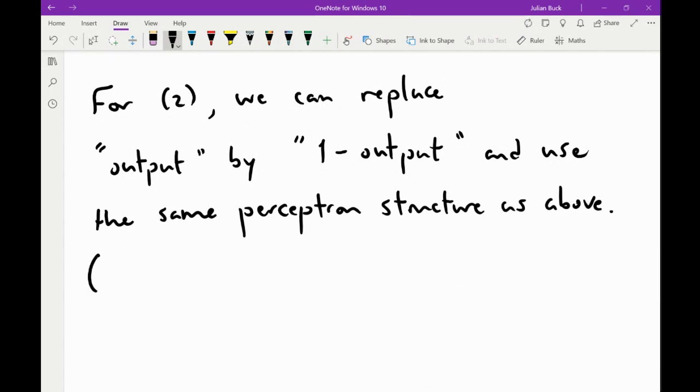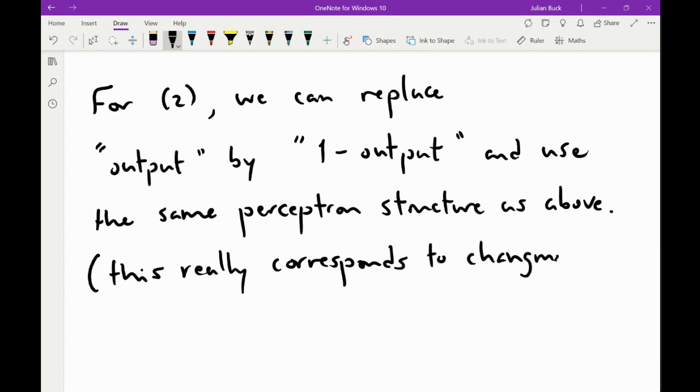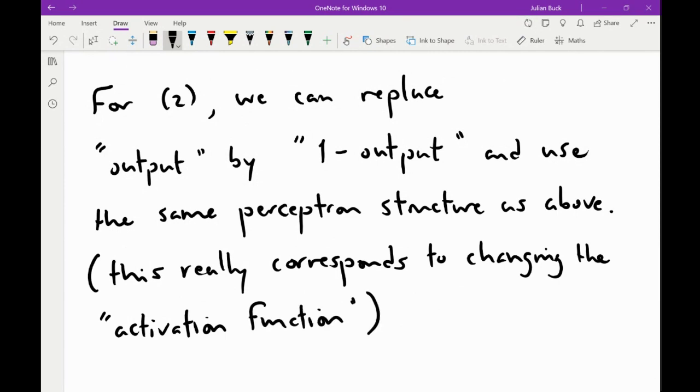Okay, so as we will see, this really corresponds to changing what we call the activation function. So this way of doing it is something that once we've discussed this later on next week, we would be able to implement fairly easily. Okay. So this is a perfectly reasonable way to do it.